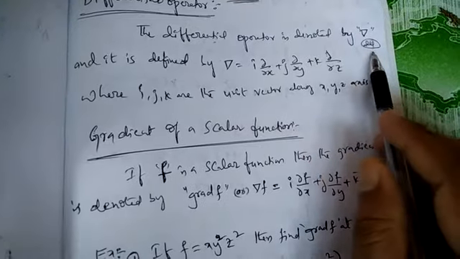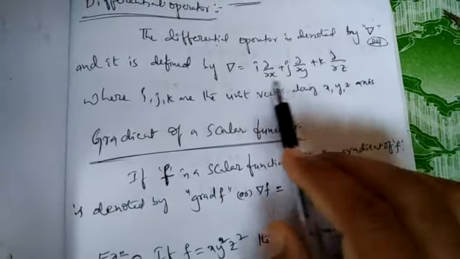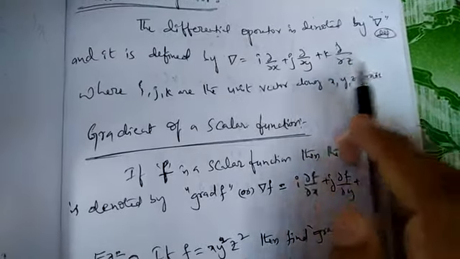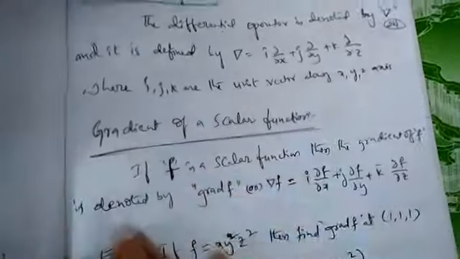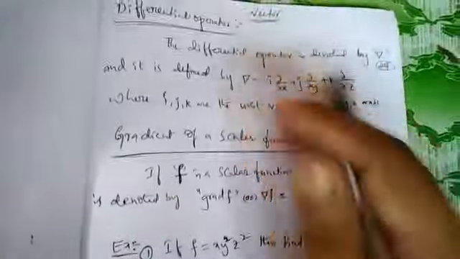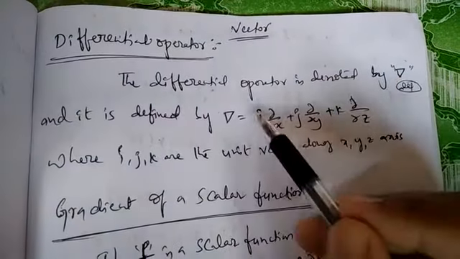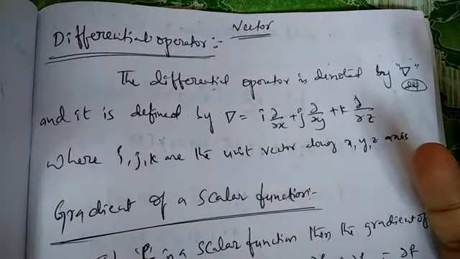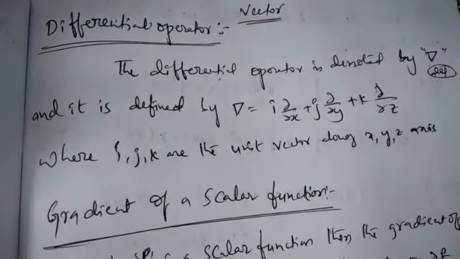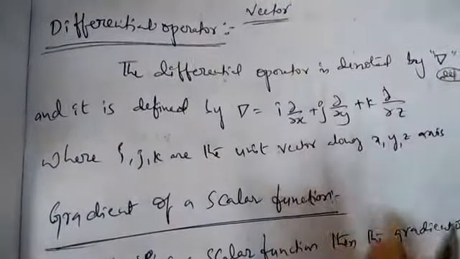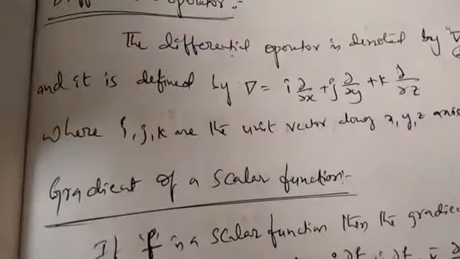We call it the del symbol, and it is defined by del equal to i ∂/∂x plus j ∂/∂y plus k ∂/∂z, where i, j, k are the unit vectors along the x, y, z axes. Now, when I apply this differential operator on a scalar quantity, how does it affect it? And when I apply it on a vector quantity, how does it change it? That we are going to learn.